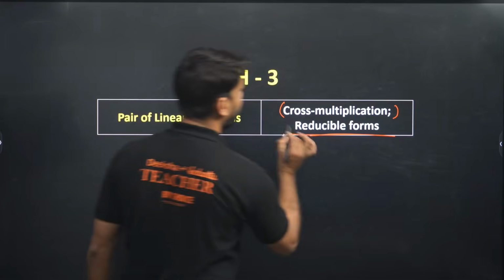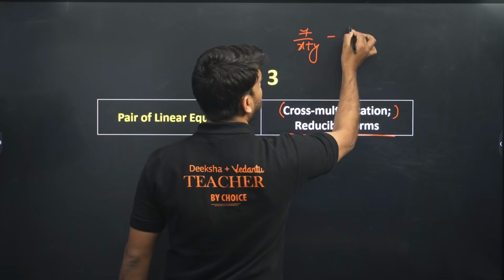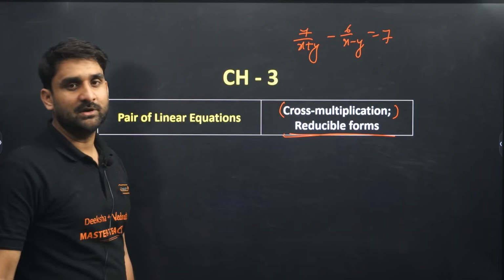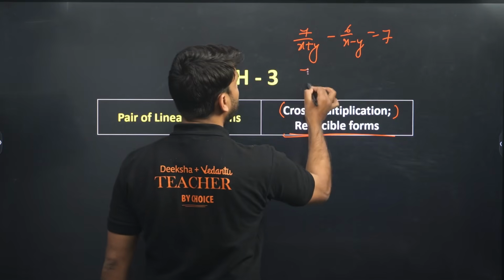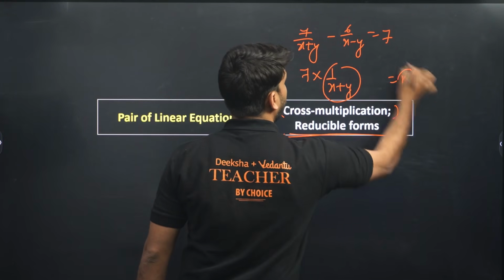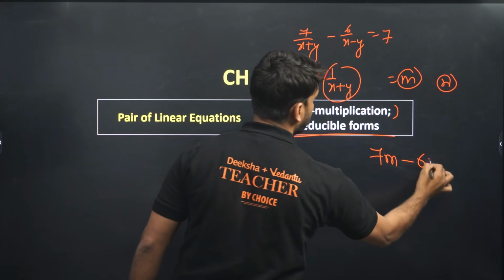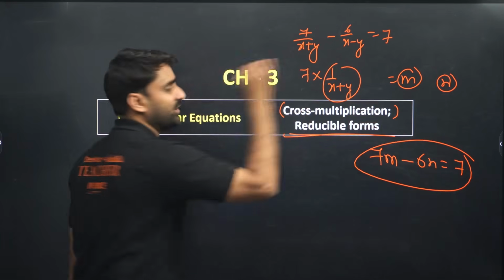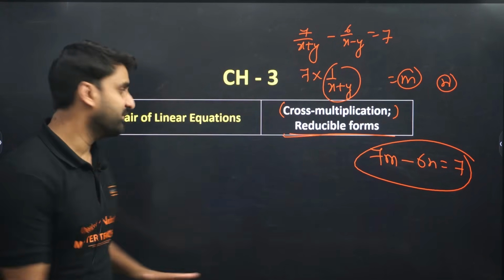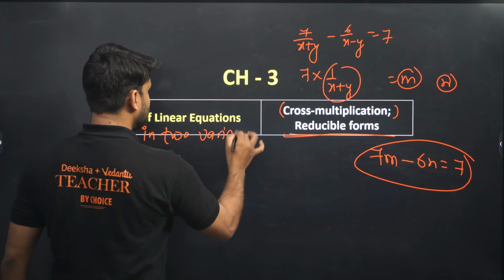And reduction to simpler forms. Like the question is 7 by x plus 1 minus 6 by x minus y equals 7. How to solve this linear equation? In such questions, what we used to do is let 1 by 1 plus x as m and 1 by x minus y as n. So we can reduce this equation and write 7m minus 6n equals 7. This is called reduction. So this topic has been removed from pair of linear equations in two variables, my dear. So we don't require to revise this for the exam.